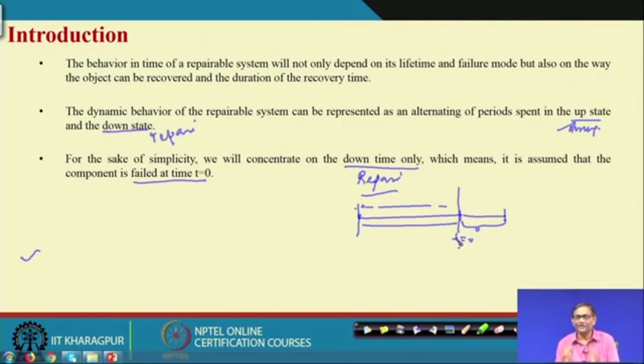As if we are concentrating only on a failed item or failed component, we are doing repair and we are basically interested to know the several characteristics, several parameters of that process, that means from start of repair to end of repair, the completion. Now, we will generate a random variable which will be the time between start of repair and end of repair, which will be the time to repair.